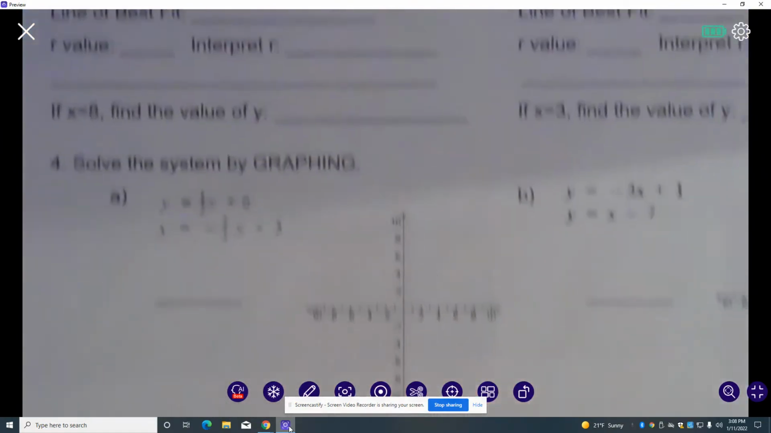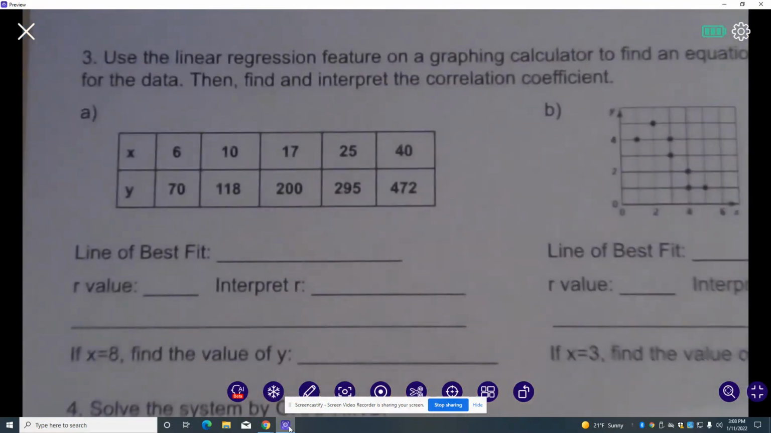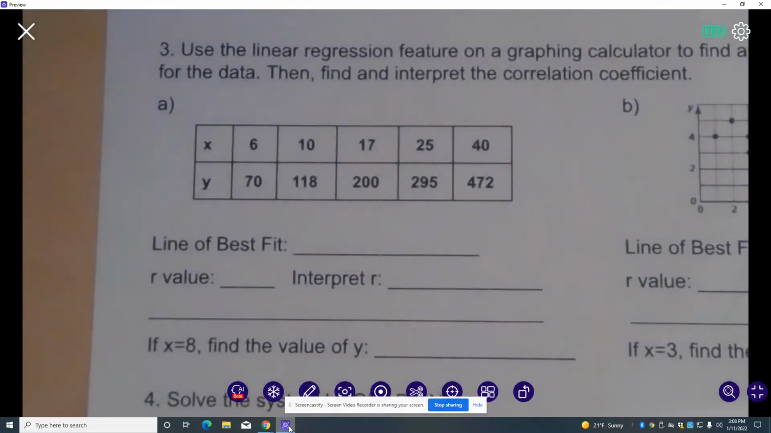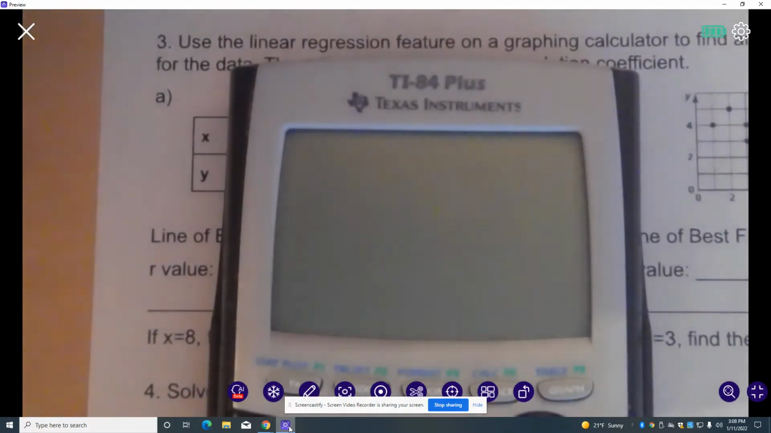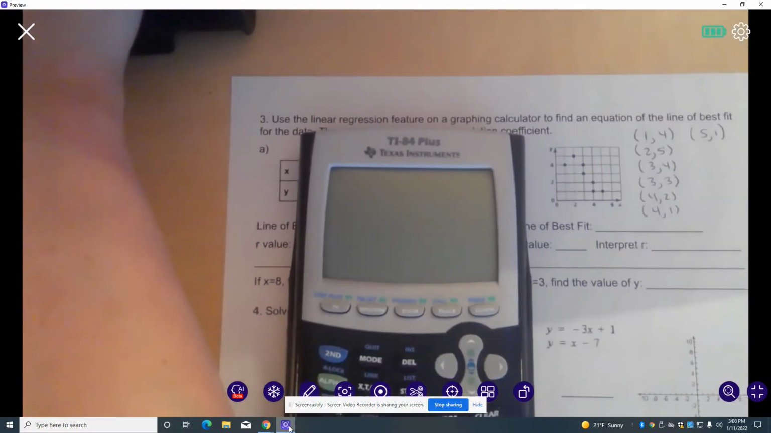Number 3 is about linear regression. So we're going to use the linear regression feature on a graphing calculator to find an equation of the line of best fit for the data, then find and interpret the correlation coefficient. So I'll remind you how to put in this data on your calculator. Let's zoom out a little bit.